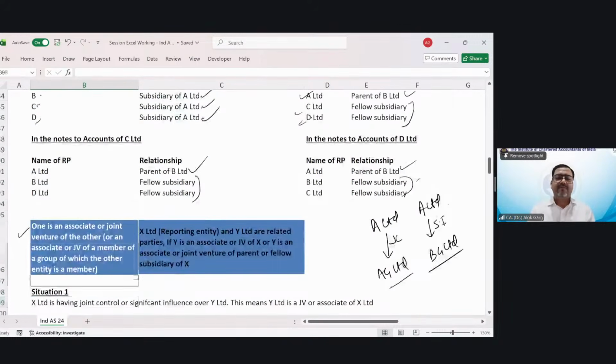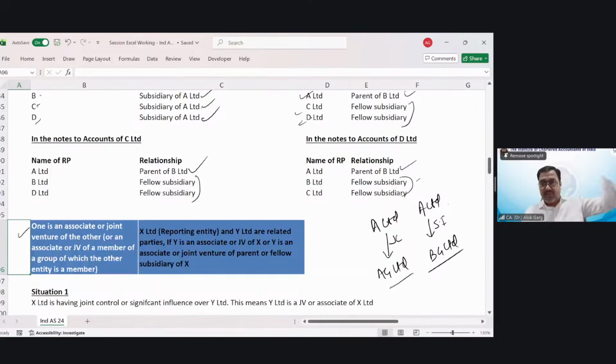Number two, if an entity is a JV or associate of another entity, that JV or associate will also become a related party, right? They will be related to each other. That means if one entity is a JV of another entity, then the JV is a related party.